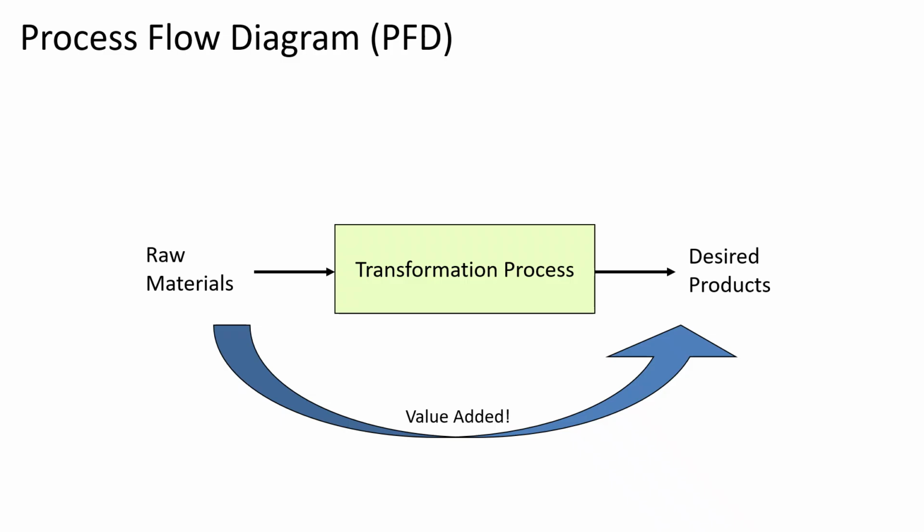The transformation processes that were illustrated in the previous slide are abstracted in what you see in front of you. This diagram is called a process flow diagram, or referred to as a PFD, or sometimes as a process flow chart. It illustrates the transformation of raw materials by some process into the desired products. And it's that transformation process that adds value. And it's that transformation process that allows us to get paid.